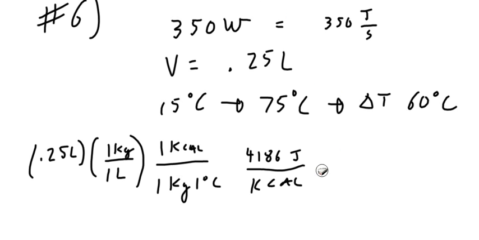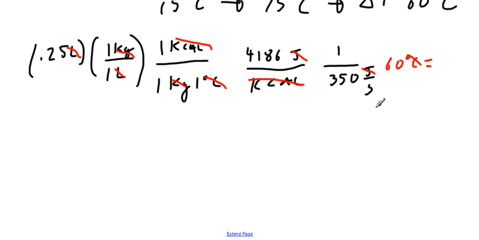So we'll multiply this by 1 over 350 joules per second. And when we do our dimensional analysis, we see that liters go away and kilograms go away. And we forgot the delta T. Times 60 degrees centigrade equals. Okay, that's much better. Degrees centigrade goes away, joules go away, kilocalories go away, and the only thing we have left over is an answer in seconds.